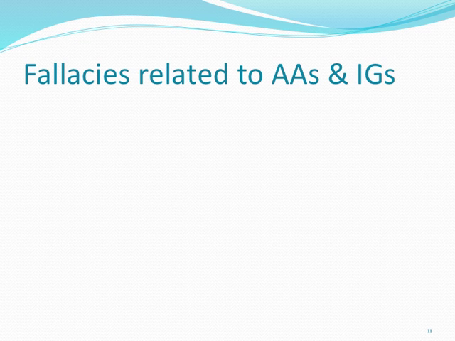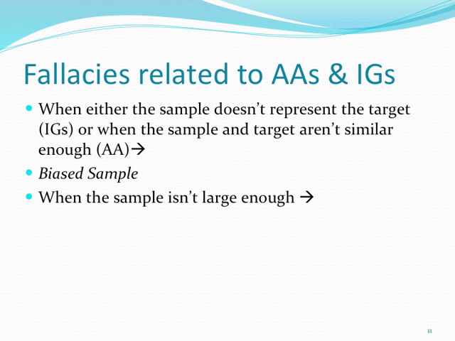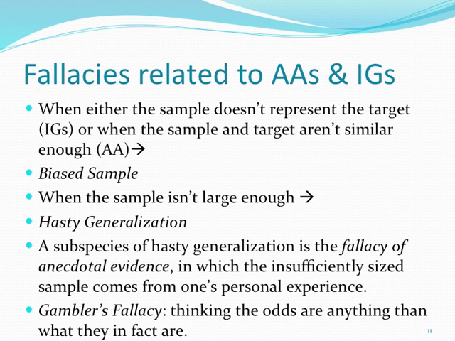All right, let's talk about some fallacies that are related to arguments by analogy and inductive generalization. Well, if the sample doesn't represent the target, or if the sample and target aren't similar enough, then you have a biased sample. And we'll go through some examples in a second. The other fallacy is when the sample isn't large enough. We call this a hasty generalization. And a subspecies of that, a specific kind, is called the fallacy of anecdotal evidence. And that's when your sample size that's too small is really just a story from your personal life. And then finally, we have the gambler's fallacy. And that's when you are just confused or wrong about the odds, right? It's really when you think the odds are anything other than what they in fact are.